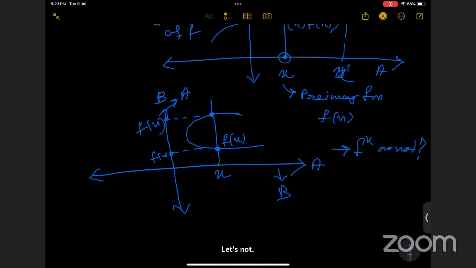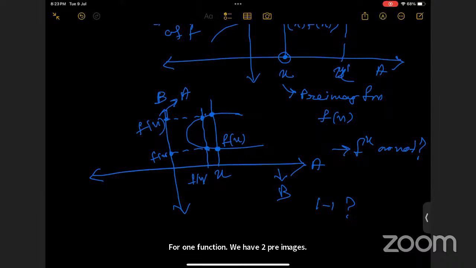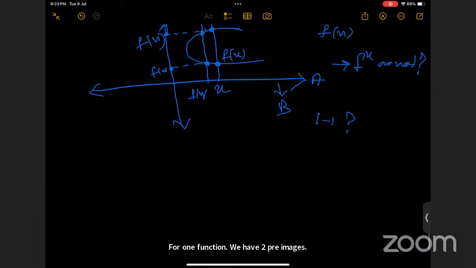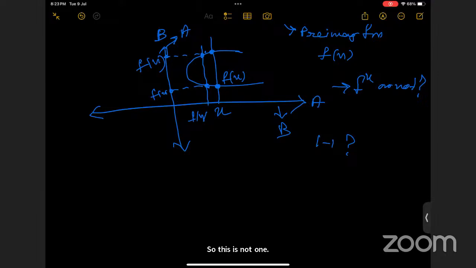It becomes a quadratic function. Will it be one-one or not? No, it won't be one-one. Why? The horizontal line. If we draw this line, then for one image, we have 2 pre-images. So this is not one-one.